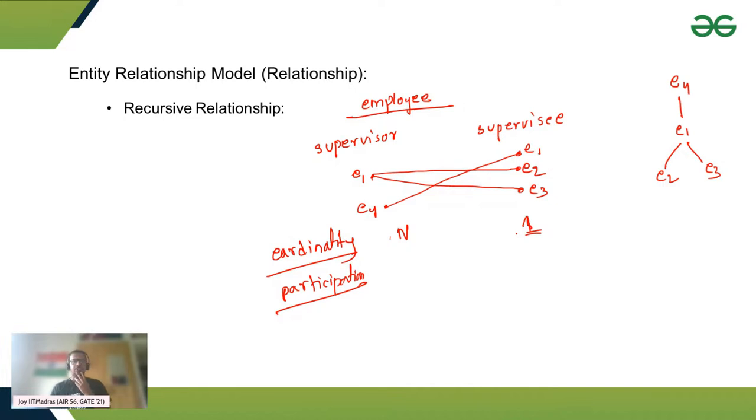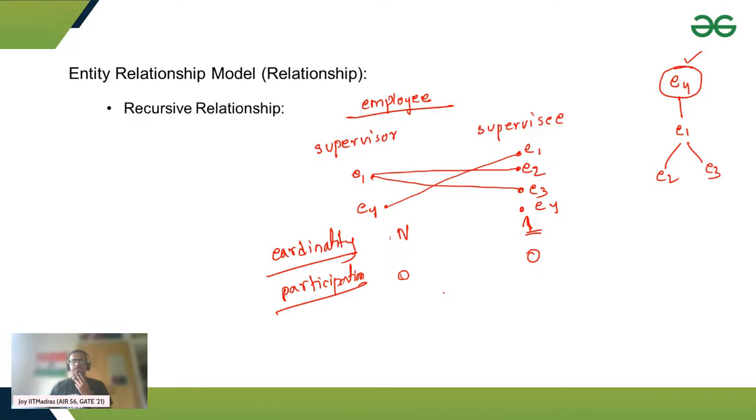Whereas for the participation, it's not needed that all the employees are supervisors. All the employees are not supervisors. That means the participation can be zero. But for the supervisee, what would be the participation? There can be certain employees who don't have any supervisor, maybe like the CEO. So E4 doesn't have any supervisor. It means that the participation for a supervisee will be zero, the minimum number of relationships.